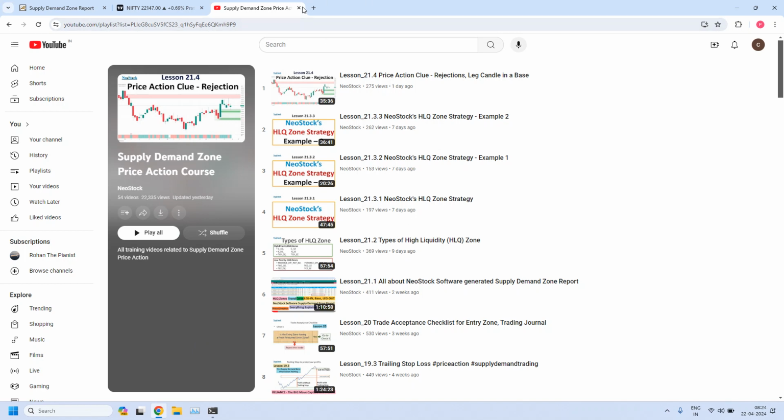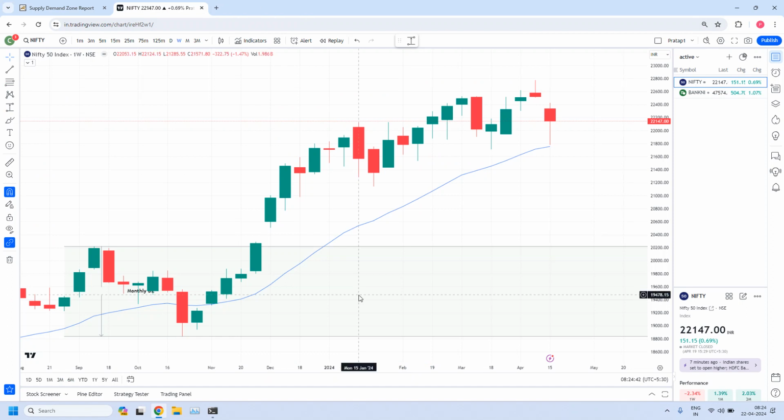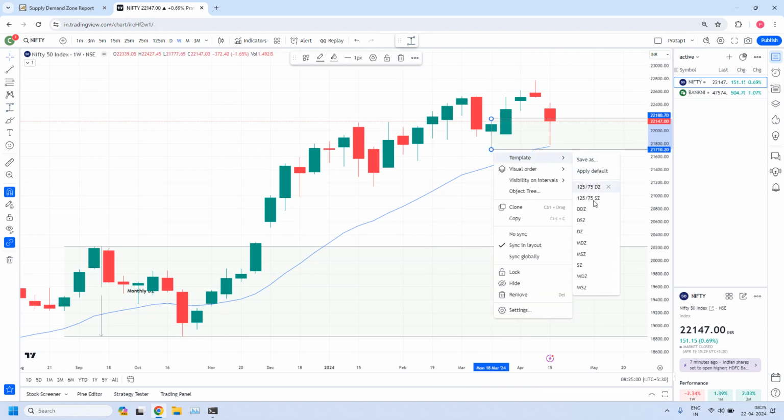Now let's continue with our Nifty 50 supply demand zone analysis based on supply demand zone chain. So look into the weekly. Here we have two weekly zones. One is a drop base rally as per our NeoStock software. So this is the weekly demand zone.